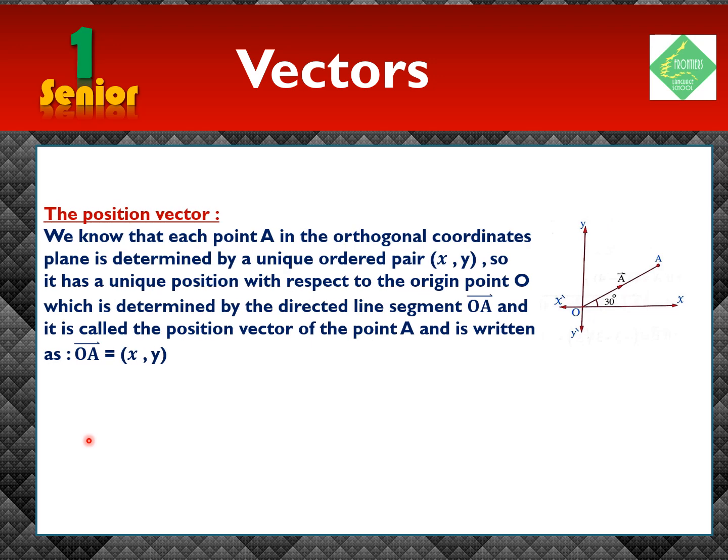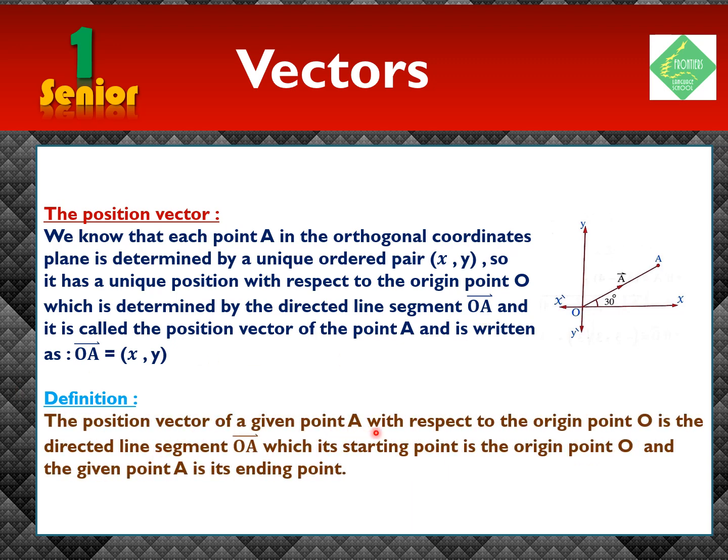Vectors. What is the position vector? To summarize, the position vector is a vector whose starting point is the origin point and whose ending point is a point having x and y as coordinates. OA here equals x and y, the coordinates of the point A, and its starting point is the origin point, and is denoted by the directed line segment OA, and you can also express it as A only without O.